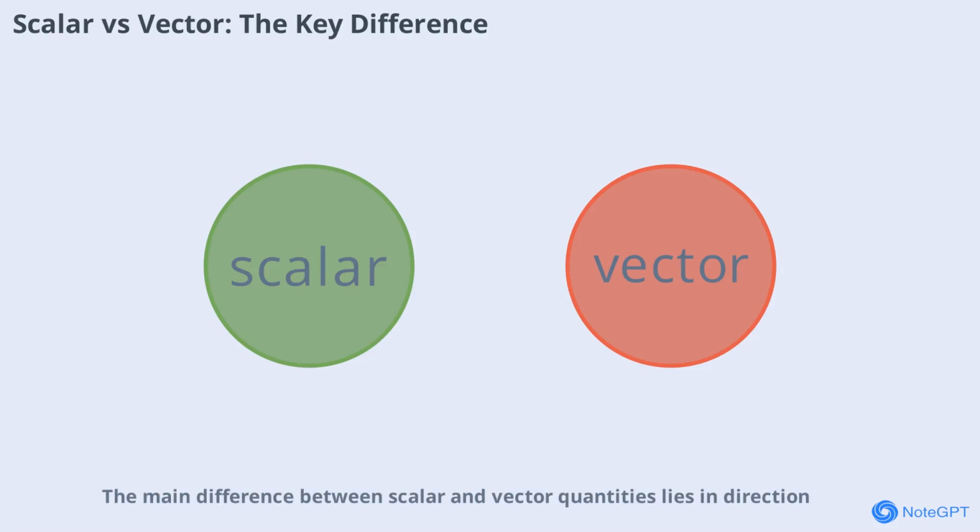The main difference between scalar and vector quantities lies in direction. Scalars have only magnitude, while vectors have both magnitude and direction. This distinction is fundamental in physics and engineering, as it determines how quantities combine and interact. For example, you can simply add scalars together, but adding vectors requires considering their directions. Understanding this difference helps you solve problems more accurately and interpret results correctly.